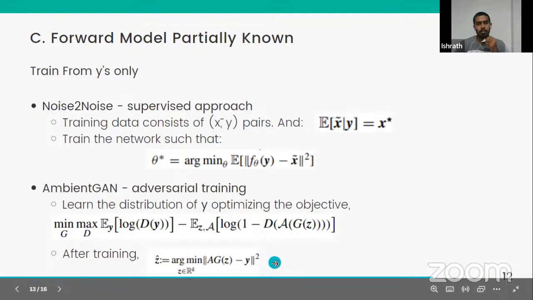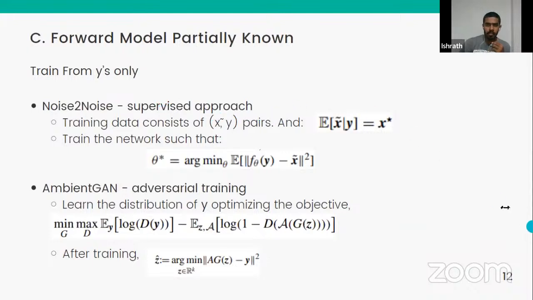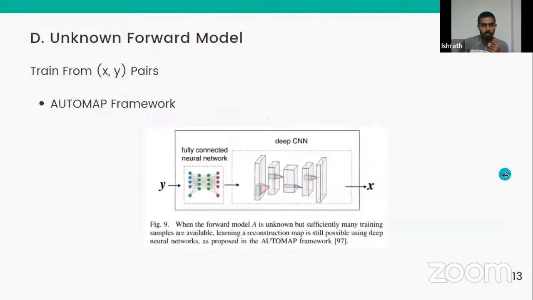So after training, we just have to solve this optimization problem in the low dimensional space. They do it in a kind of smarter way, with only having the measurement. So, yeah, that's training only from the measurements, right?